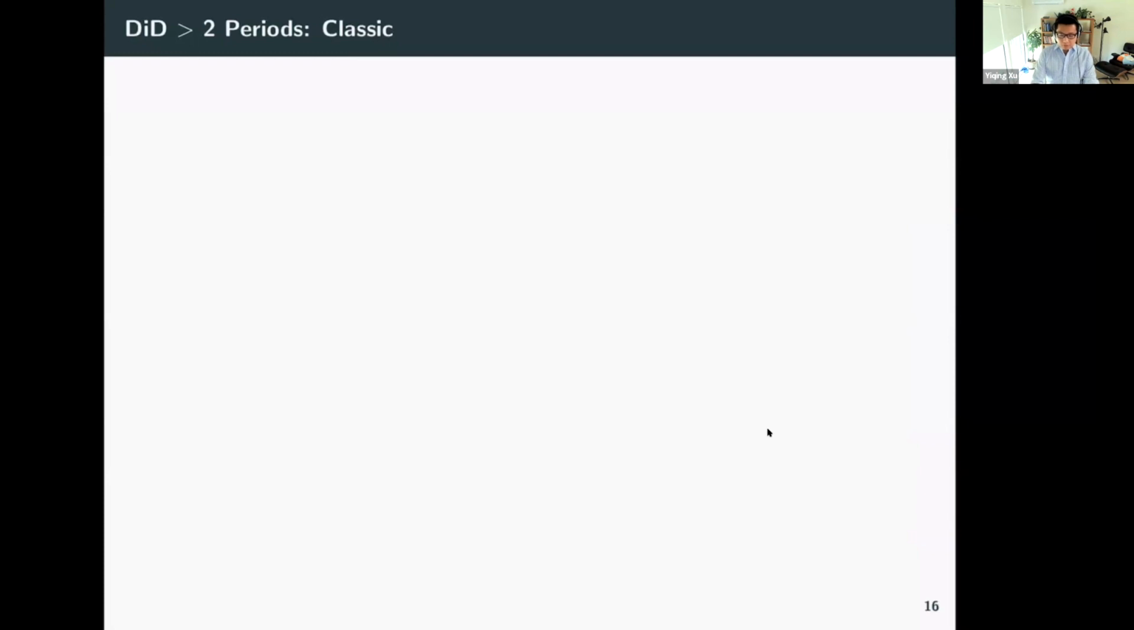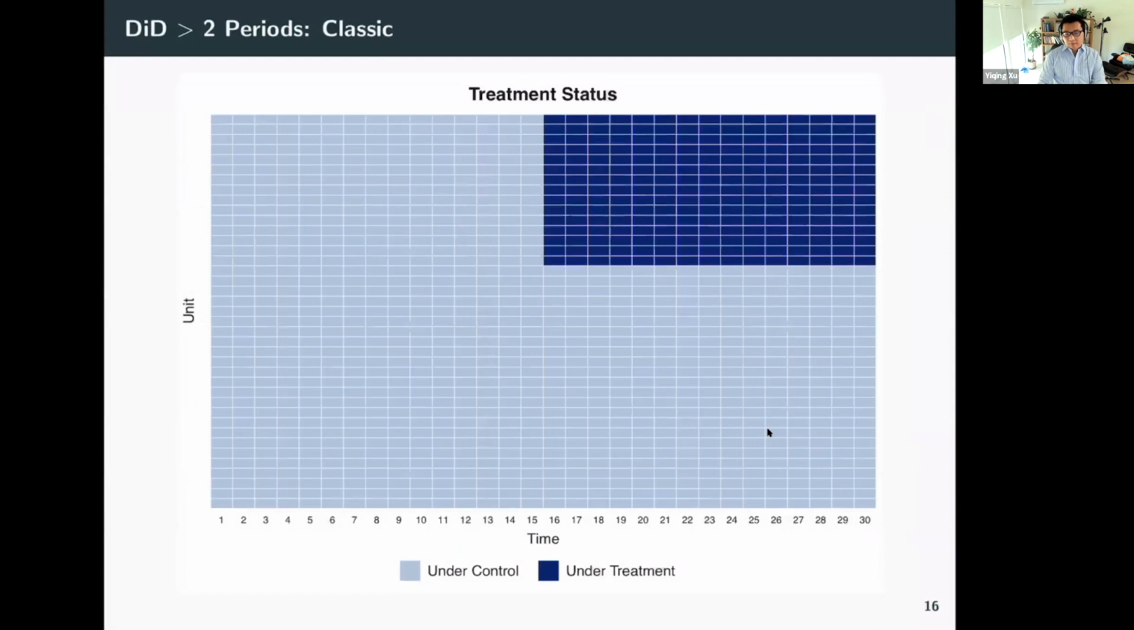So in a classical DID with more than two periods, I still accept it to be DID. It is basically something like this. You have multiple periods. I use this type of plot a lot. This is what I call the treatment status plot. It's very helpful before you run difference-in-differences models. I strongly recommend you make such graphs at least once before you run a model, because it gives you a sense of how the treatment is assigned and where the variation comes from.